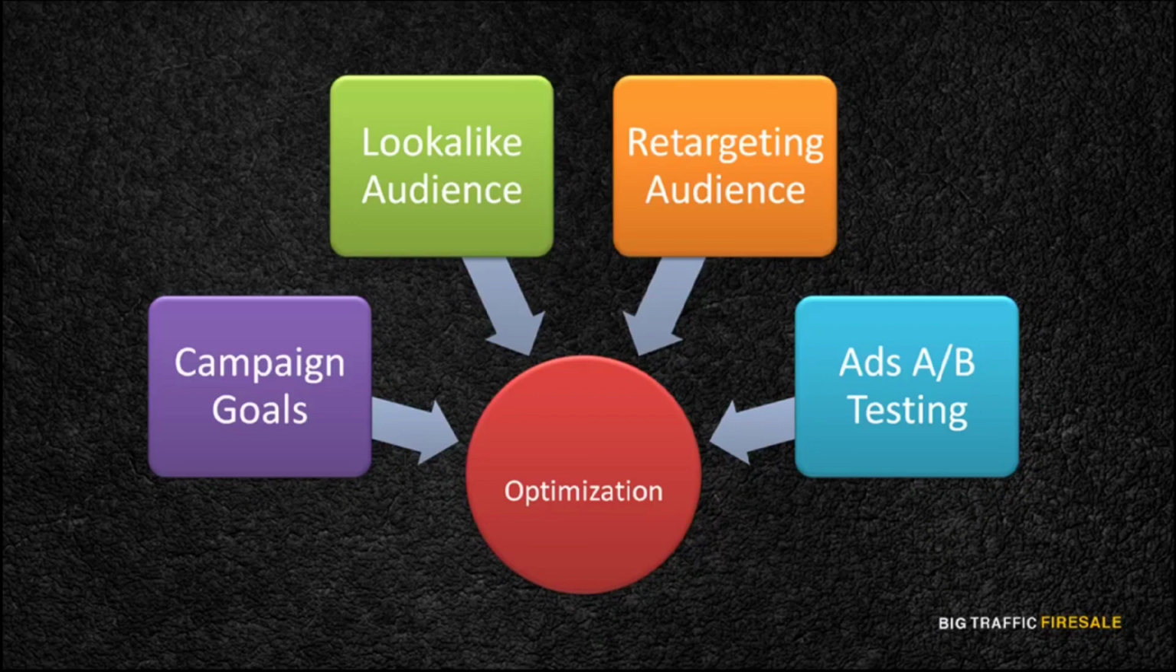There are 4 critical steps to your Facebook ads optimization. 1. Defining your campaign's goals and strategies. 2. Refining your lookalike audience. 3. Narrowing down your retargeting audience. 4. Facebook ads A/B testing.